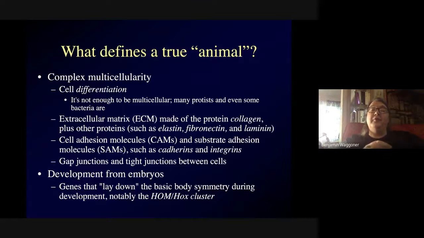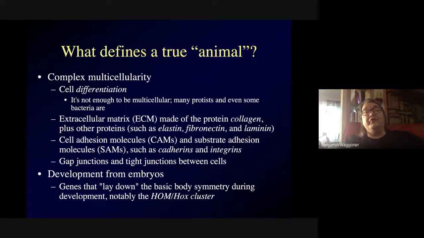Cells stick to extracellular matrix molecules with substrate adhesion molecules called SAMs, SAM for substrate adhesion molecule, and they stick to each other with cell adhesion molecules, or CAMs. The major class of cell adhesion molecules are called cadherins. You also have molecules called integrins. So cells are not just piled up together, they're locked together with CAMs and SAMs and the extracellular matrix. And cells are also linked to each other through specialized proteins that make little pores in between cells called gap junctions.